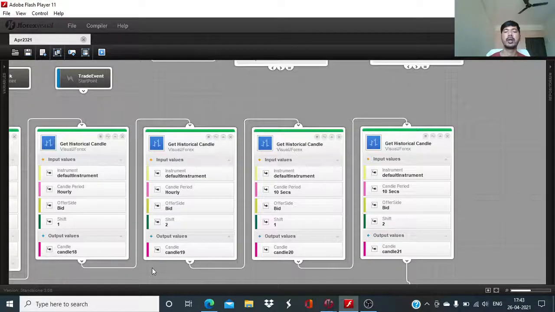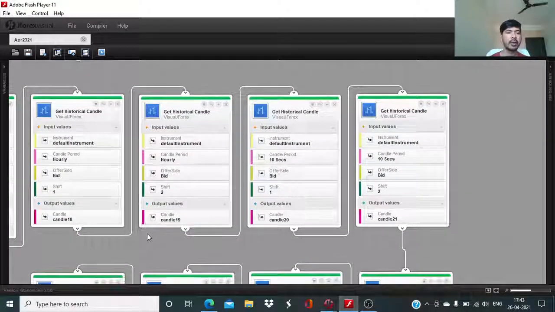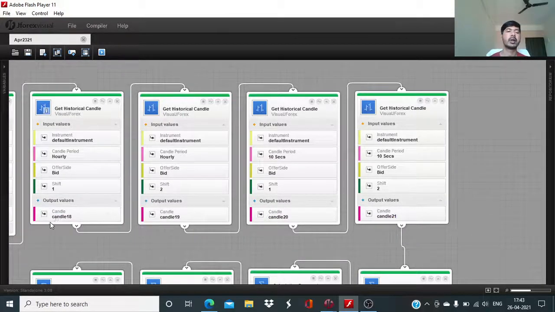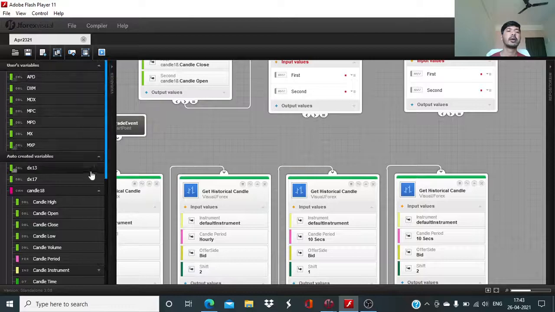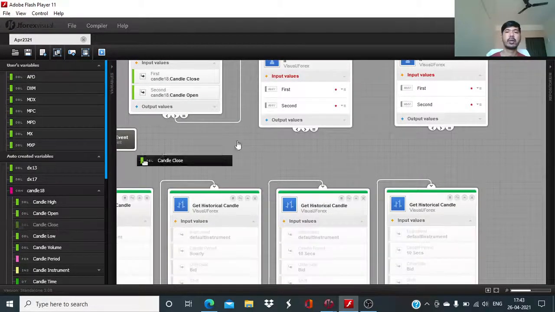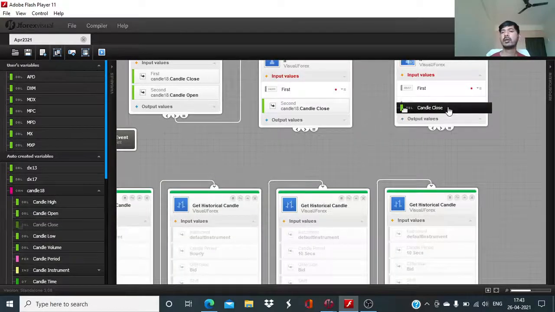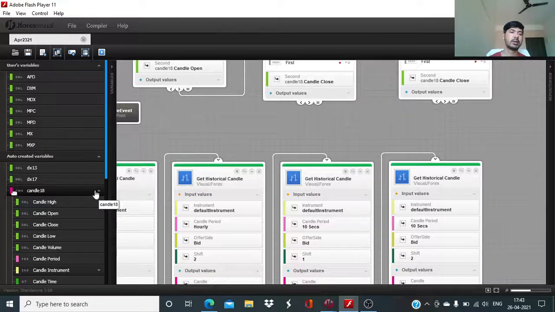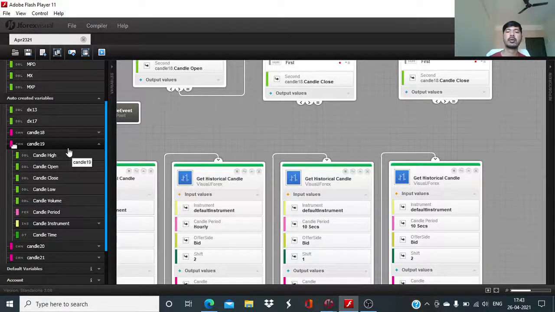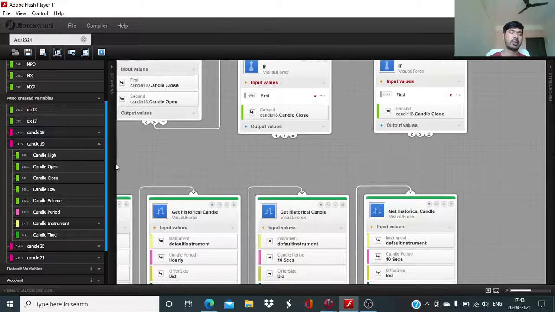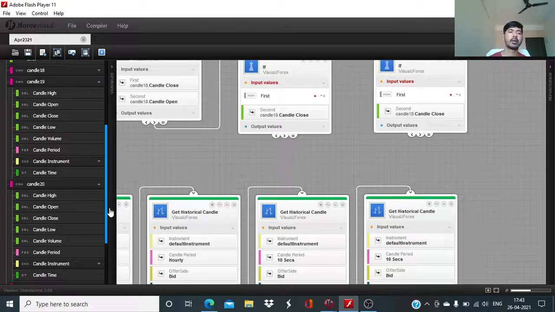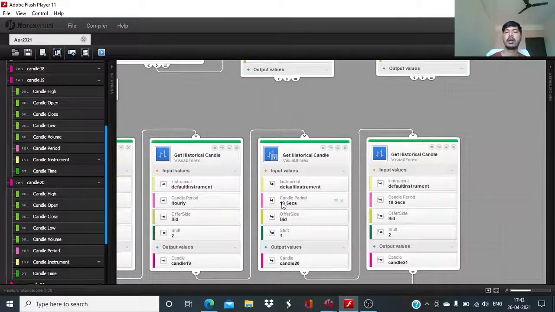So here the comparison needs to be done between the candle 20, candle 21 and candle 18's closing values, and for that I will have to take candle 18 candle close as the second variable in both these blocks, and compare it with candle 20 and 21.